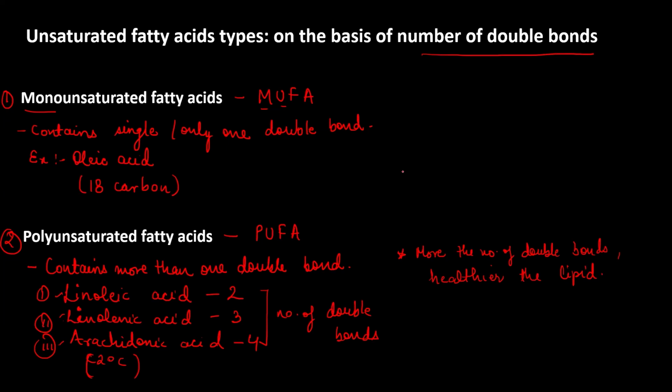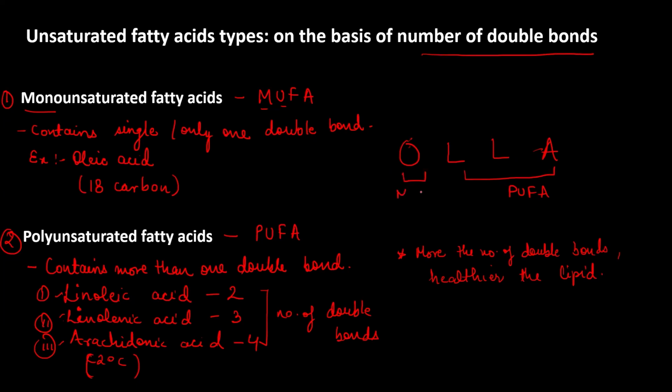Now, if someone asks you for examples of unsaturated fatty acids, you can also remember the mnemonic OLLA, where the O stands for oleic acid, which is the MUFA, and the LLA constitutes the PUFA, that is your linoleic acid, linolenic acid, and arachidonic acid.